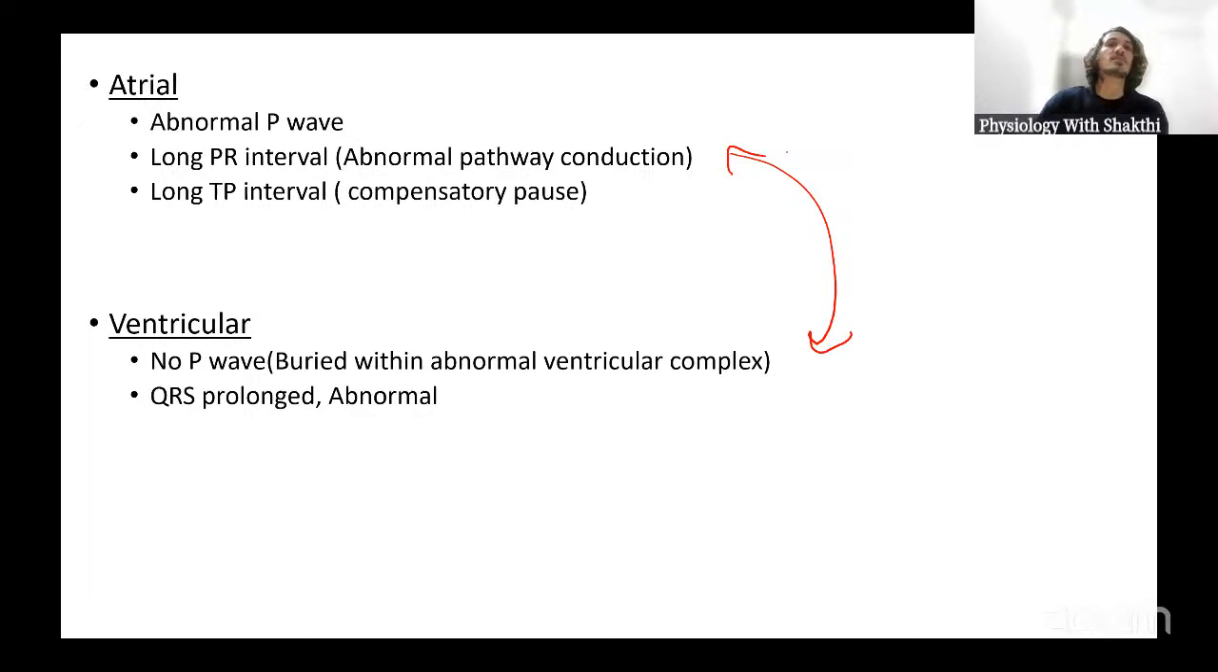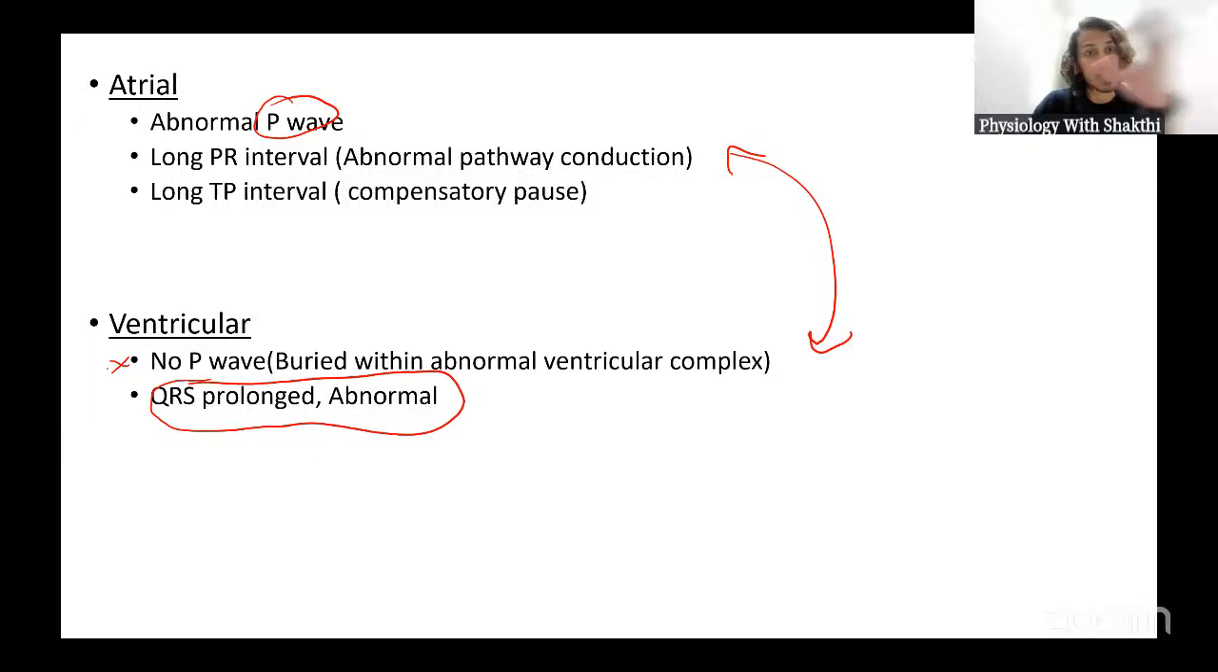In atrial arrhythmias, an abnormal P wave will be there. In ventricular arrhythmias, the QRS will be abnormal and prolonged, and usually no P wave will be seen. Because the starting point is the QRS complex, the sinus rhythm on top gets masked within it.